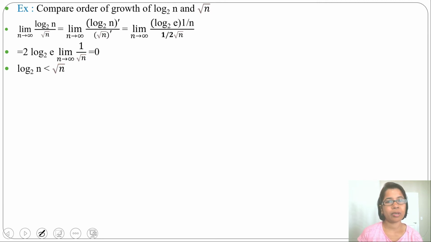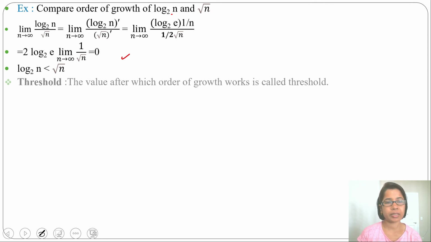If you know the logarithm's order of growth is less than root n, you can find it directly, or you can use this limit, or you can substitute some number in place of n. But sometimes the number you are considering may be less than the threshold point, and then it may not work. So a better way is using the limit, or the order of growth sequence. So let's discuss what a threshold is. The value after which the order of growth holds is called the threshold.